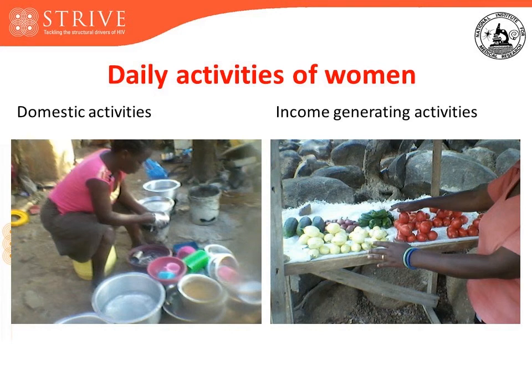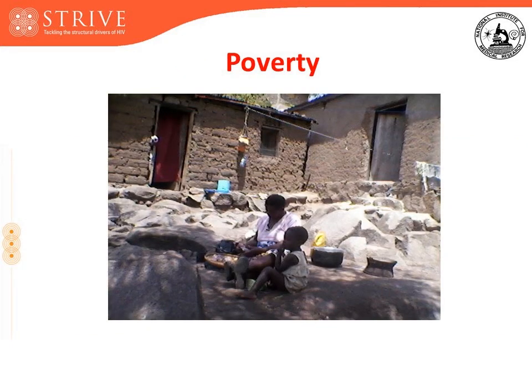Also, we had other themes, so daily activities of women. We wanted them to capture the activities of women in their community. So domestic activities on our left, and then income generating activities. And also we asked them to capture issues around what affects their life and their relationships.